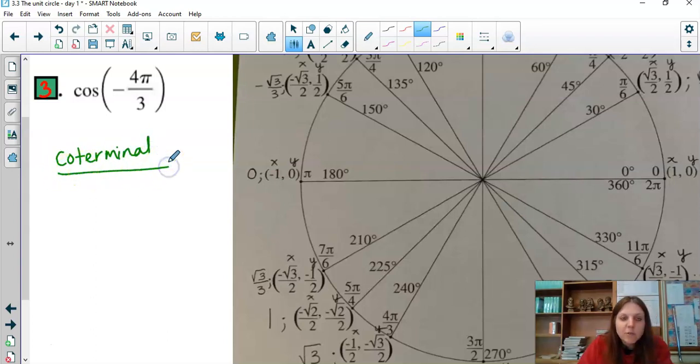When we did these in degrees, we would add or subtract 360 degrees. Since we're using radians, we are going to add or subtract 2 pi. Again, one full rotation around the circle is 360 degrees or 2 pi. Okay, so I'm going to take this negative 4 pi over 3. It's negative, so I need to make it positive. So I'm going to add a full rotation, which in radians is 2 pi.